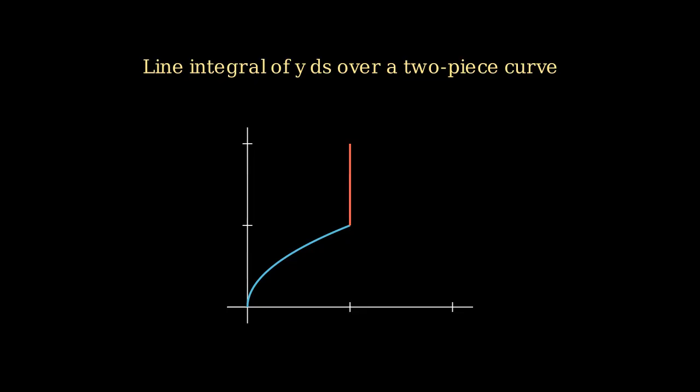Let's evaluate the line integral of y ds along a curve made of two joined pieces. A curved piece, then a straight piece. Picture the curve first. It starts at the origin, curves up and to the right like a sideways parabola, reaches a corner, then shoots straight up.